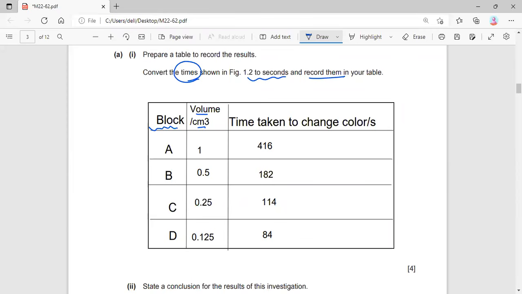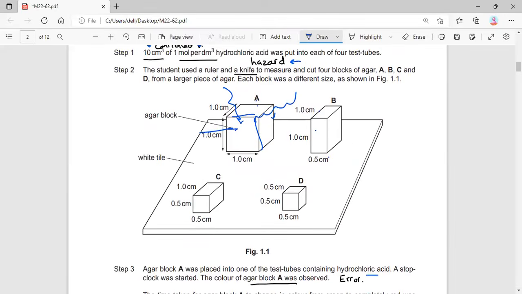I wrote the volume. I calculated the volume for each block, meaning 1 times 1 times 1, 1 times 1 times 0.5, 1 times 0.5 times 0, side times side times side. This is the rule for the volume. Or I can write the surface area, which makes more sense. It's better to write the surface area, but all of them are considered correct.